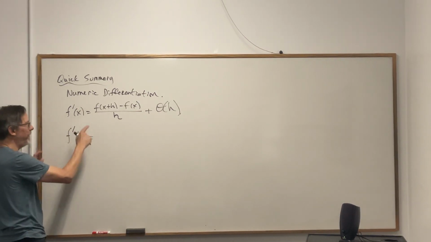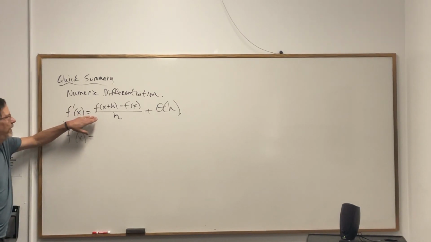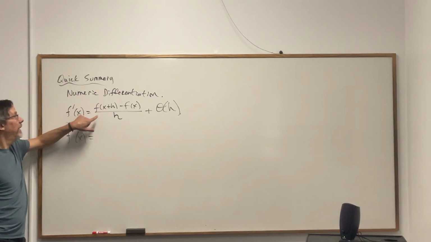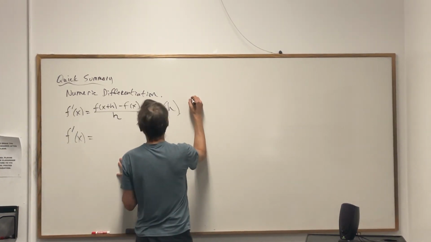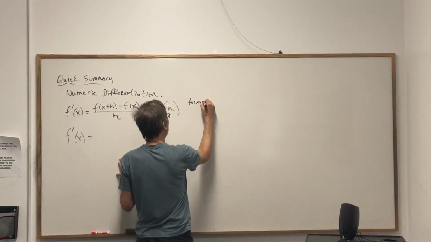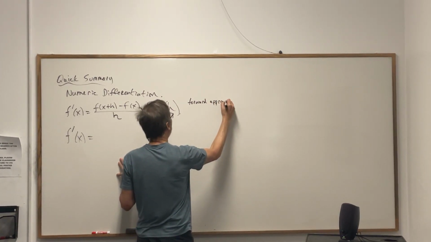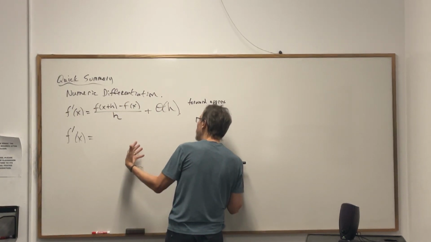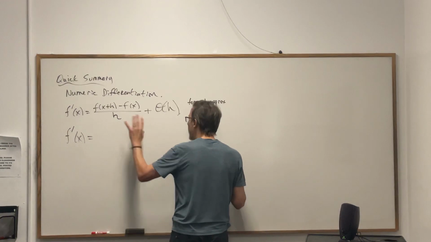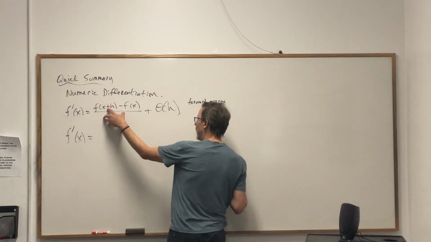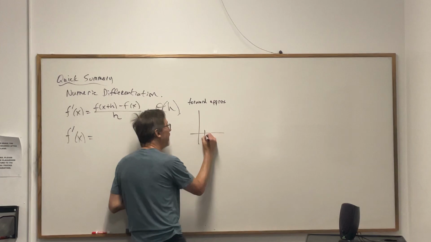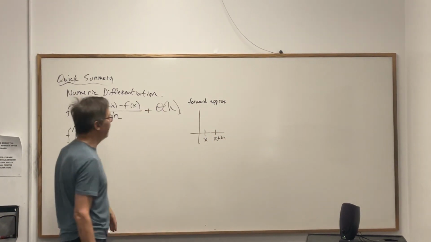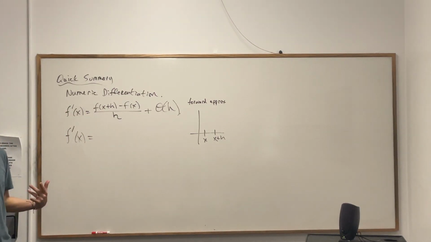I'm putting up the forward difference approximation of the first derivative. So this is a forward approximation, and you can see why, because we're looking at x and x plus h. We generally assume that h is positive here. We have some point x, and here's x plus h, so we're moving forward into a data set.